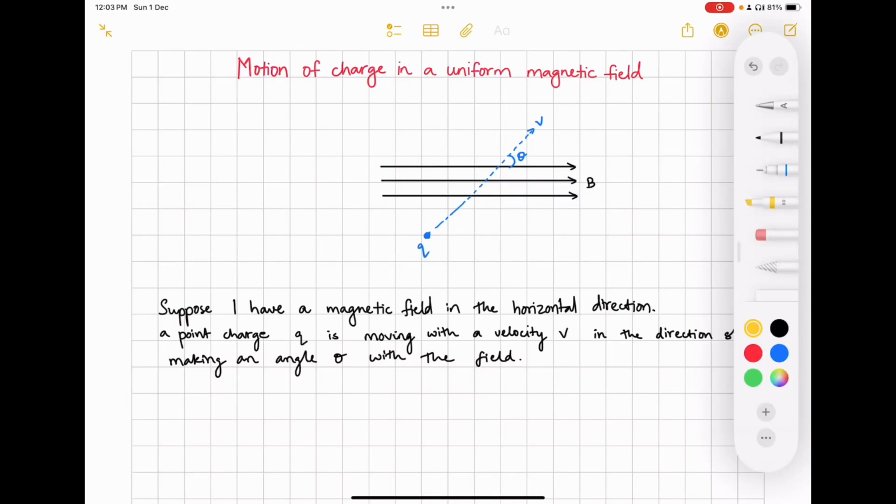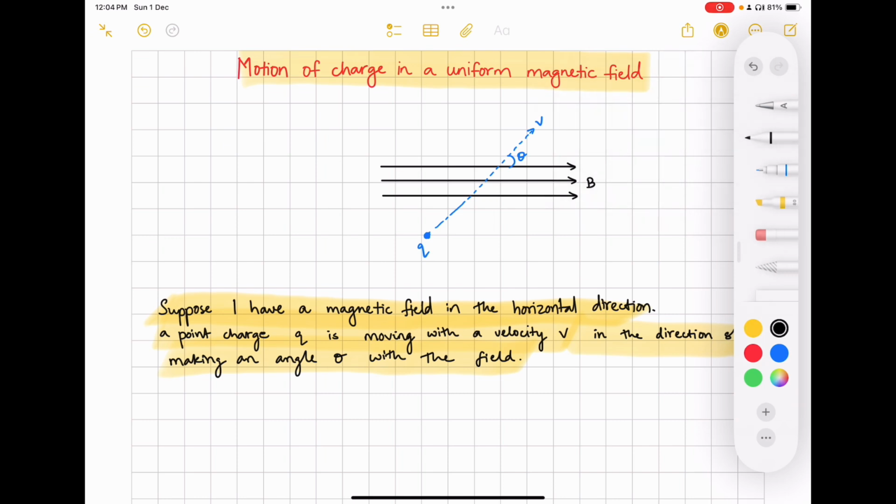Today we are going to study the motion of a charge in a uniform magnetic field. Suppose I have a magnetic field in the horizontal direction, that is, in this direction, and a point charge q is moving with a velocity v in the direction shown, making an angle theta with the field.